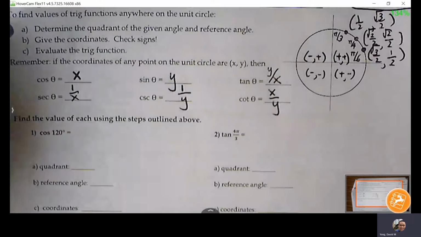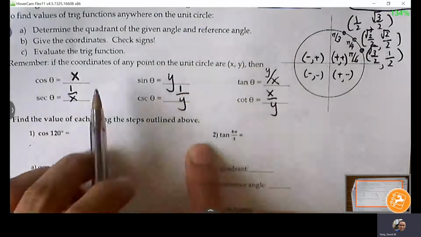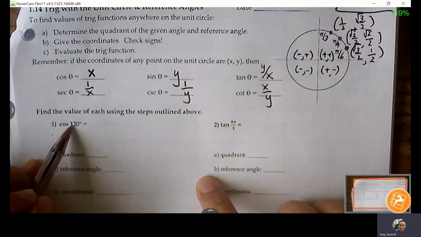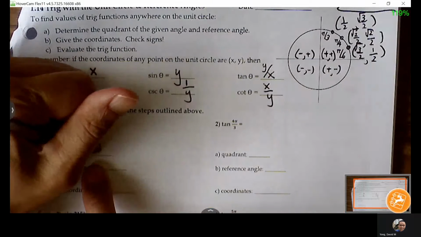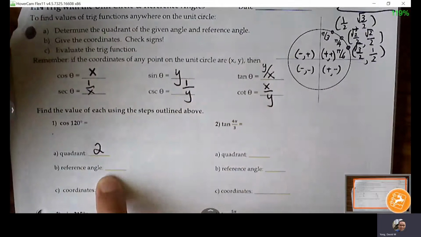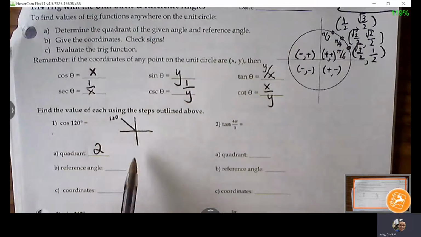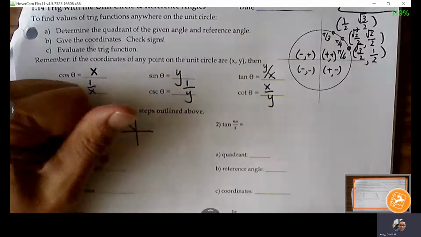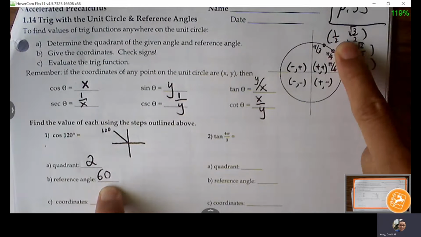Here's a quick way to identify values without having to fill out the rest of the circle. We want to find the reference angle, which is most helpful when we're dealing with degrees. So cosine of 120, let's think about that. Which quadrant is that in? Second quadrant. For the reference angle, we always subtract involving the x-axis. The closest x-axis is 180, and 180 minus 120 is 60. So if your reference angle is 60, you're looking at the ordered pair for pi over 3, which is associated with 60 degrees.